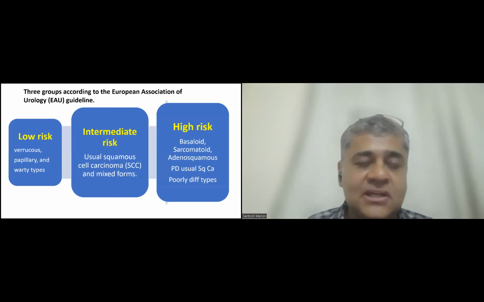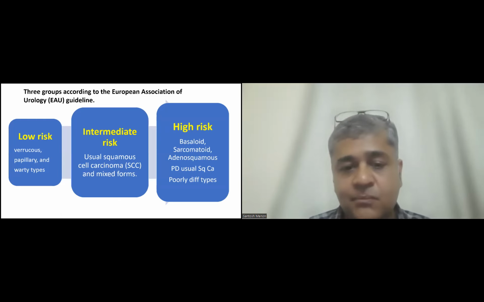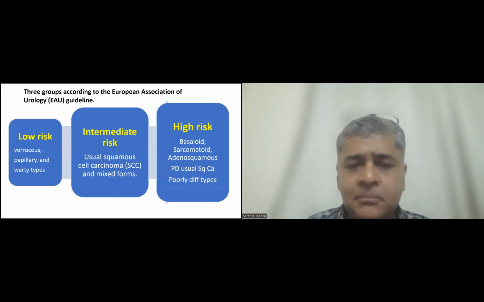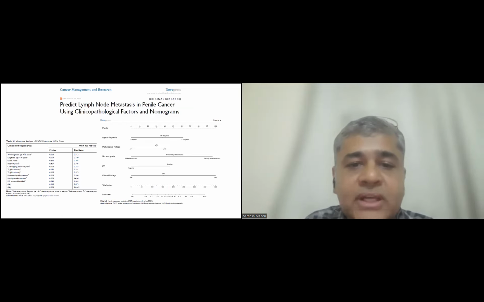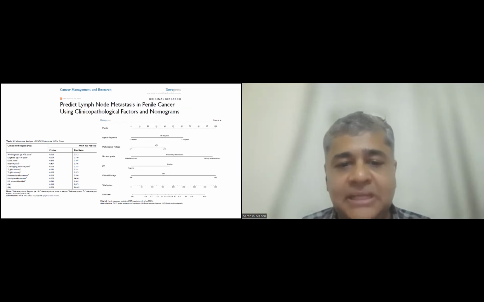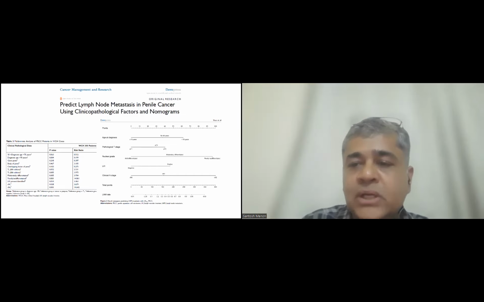The EU has a little different category. They put the warty in the low risk, compared to the intermediate risk in many other systems, but otherwise it's more or less similar. If you look at this nomogram and look at the points, nowhere in this nomogram is the histological subtype. So the point is, you can put this in your report.